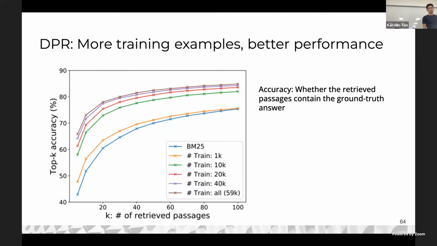The x-axis, maybe Tongyao can describe it, I'm not that clear about it. When they say top K accuracy, it's not necessarily over the same K passages, is that right?